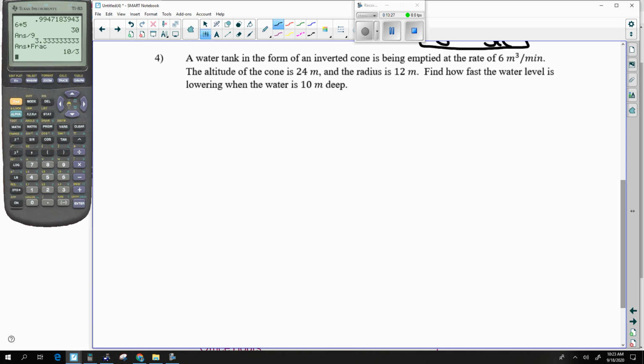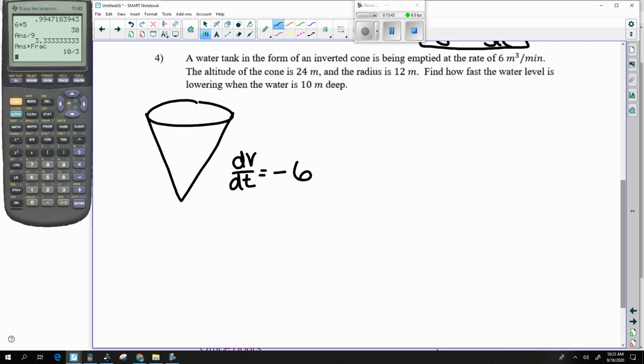A water tank is in the form of an inverted cone. It is being emptied at a rate. So the volume is decreasing at 6 meters cubed per minute. The altitude is 24 meters. I call that height. The altitude of this cone is 24 meters, and its radius is 12 meters. How fast is the water level lowering when the water is 10 meters deep?